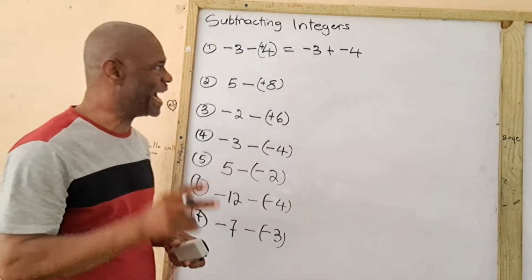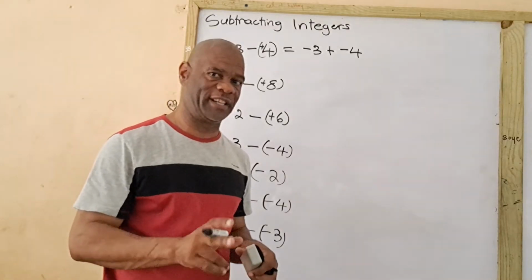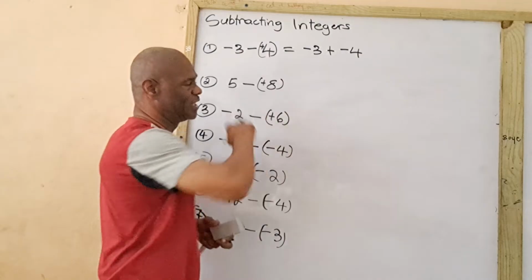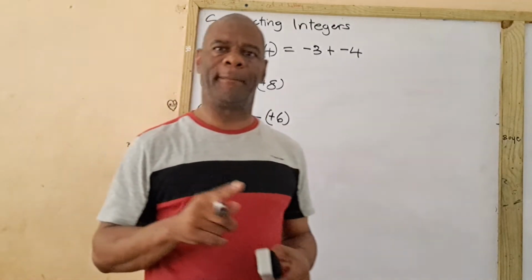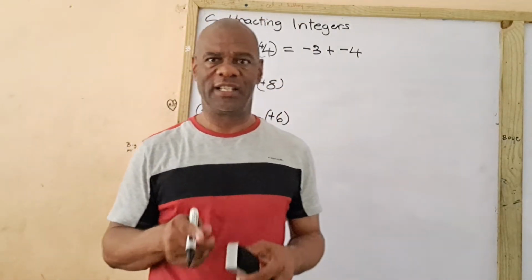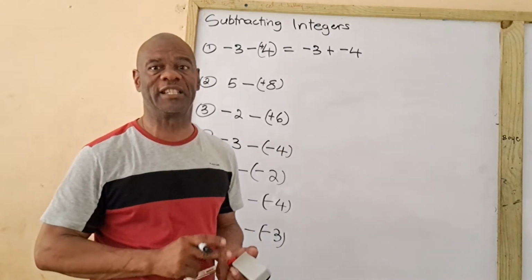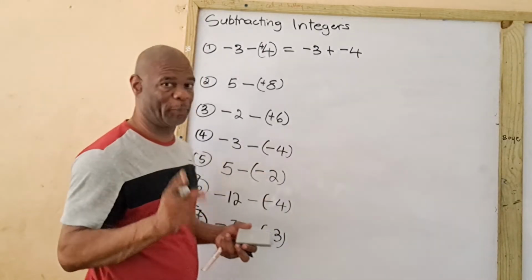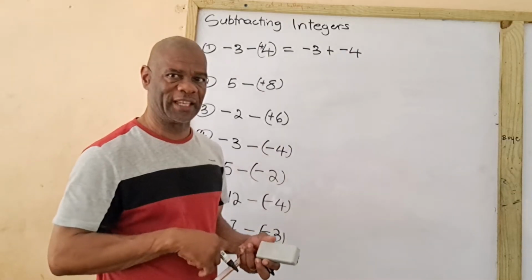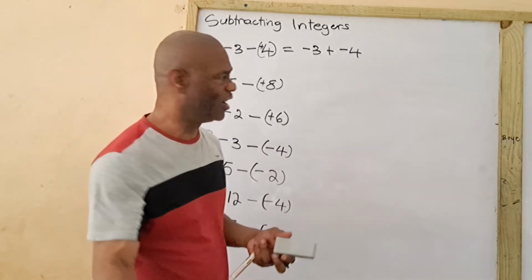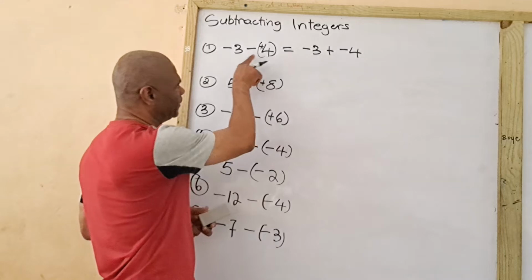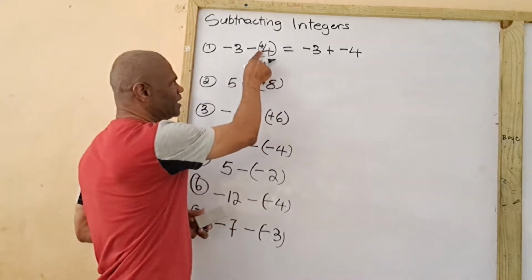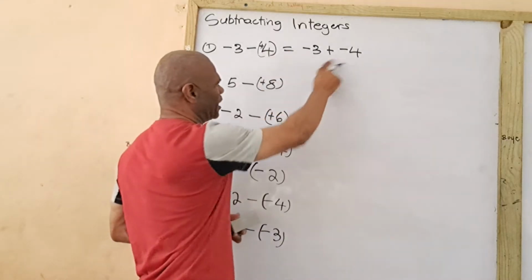So remember, we are adding the opposite. The opposite of a +4 is a -4. So when we are subtracting integers, we add the opposite. We change this minus sign here to add, and we change this +4 to subtraction.